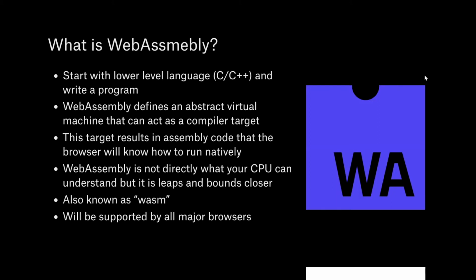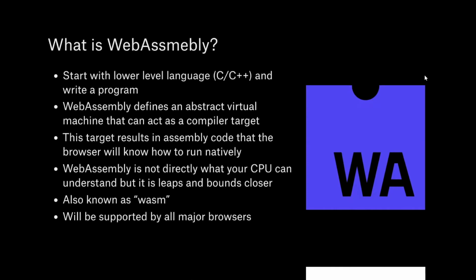WebAssembly is not directly what your CPU understands, but it's leaps and bounds closer. So if you're familiar with where JavaScript lands in the stack of languages, abstractions from the zeros and ones that your computer is actually processing, JavaScript's at the top, right? That's why it's loosely typed. They can do things like that. But the closer you get to the CPU, the more strictly typed and more defined rules you have to have. And so when you're writing your code in C and C++ and having that get compiled into WebAssembly, you are writing code that is going to run and execute on the web that is like three layers away from the CPU, which is really cool.